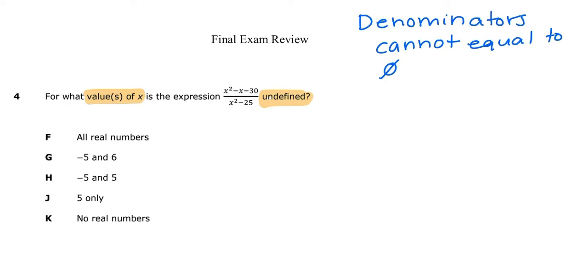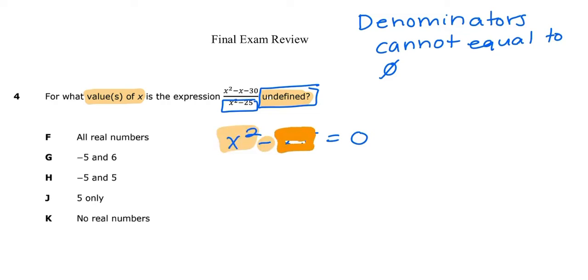So in this situation, because they are asking you for the undefined value, all you have to do is look at your denominator, okay? x squared minus 25, and you need to make it equal to 0, right? Making it equal to 0 is going to tell you what values of x this cannot be. Now, the thing here is that you need to recognize that this is going to be a difference of squares problem, because you have an x squared being subtracted by a 25.